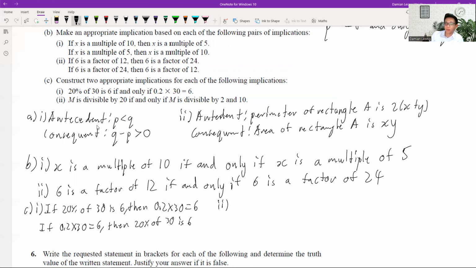C2, same thing. M is divisible by 20 if and only if M is divisible by 2 and 10, means if M is divisible by 20, then M is divisible by 2 and 10.